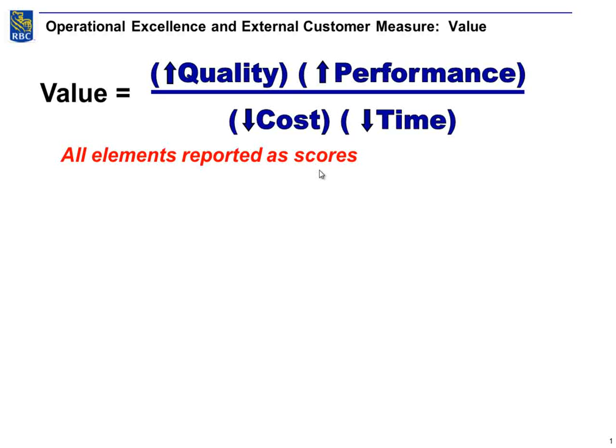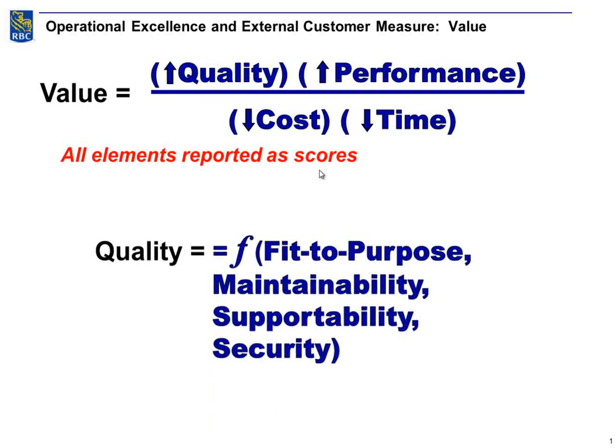We came up with also what we've used historically as these formulas, but we're going to work on them to modify them around what RBC has. So, for example, for quality, it's a function around fit to purpose. In other words, are we able to deliver a system that meets the end customer initial requirements? Maintainability, how well can we maintain that system? Supportability, how well can we support it? And of course, safety, security, and so forth.